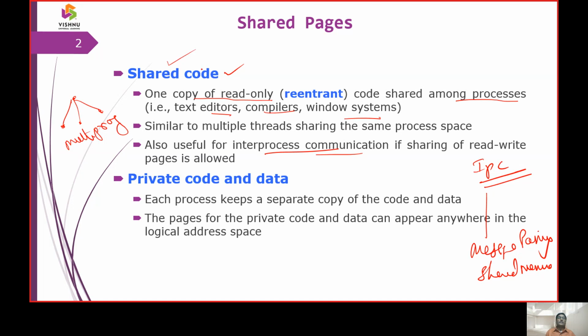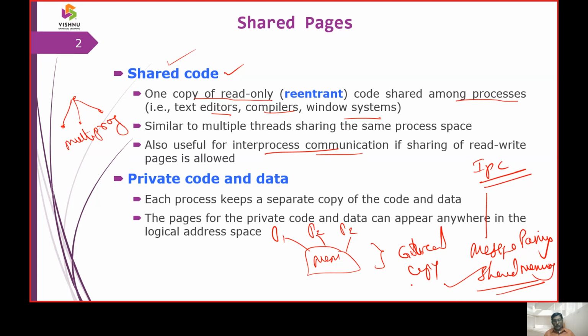So shared pages use the shared code. They use shared memory. The common memory can be shared with process P1, with process P2, and with process P3. And here we can have a global copy of code, and it is going to be shared with the local processes.